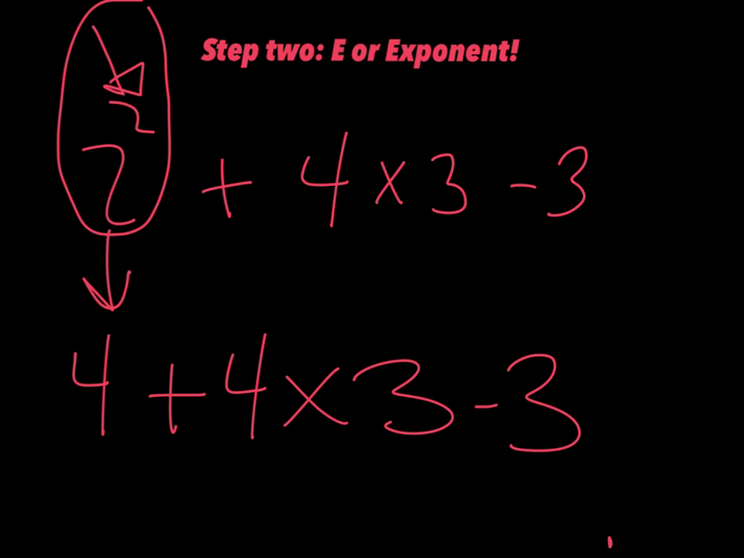The second step of this is exponent. As you can see, I have 2 raised to the second power, or 2 squared, however you want to say it, plus 4 times 3 minus 3. How this works is you start with the exponent. This is the second step, but since there's no parentheses, you can just start with the exponent. So 2 squared, or 2 raised to the second power, is 4. After that, you bring everything else down. So now your new equation is 4 plus 4 times 3 minus 3.